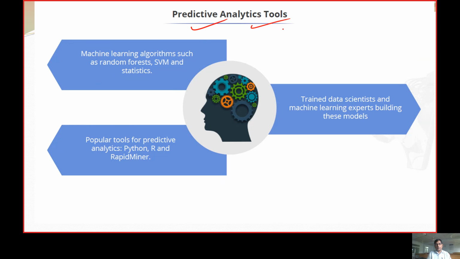So in order to conduct the predictive analysis, how are we going to conduct it and what will be the tools that are going to be used? In predictive analysis, we use machine learning algorithms such as random forests or support vector machines. In a random forest, a bunch of decision trees is put together.